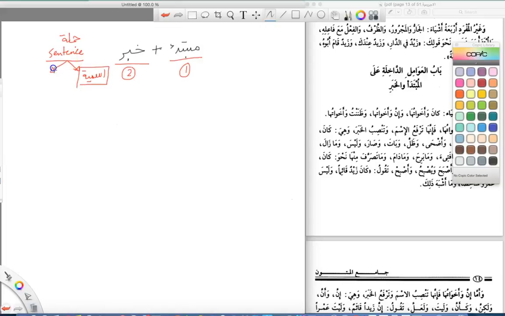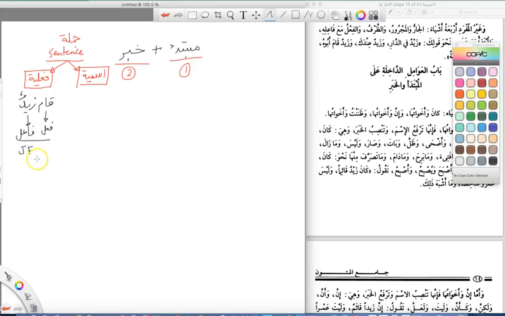And on the other hand, you have another sentence which is known as a Jumla fi'liya. That's a sentence which is based on a fi'l and a fa'il. If you remember, we talked about fi'l and fa'il. So for instance, if I said something like qama Zaid, qama is the fi'l and Zaid is the fa'il. So we're going to call this sentence a Jumla fi'liya, JF.